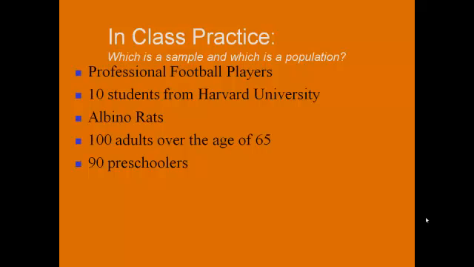Okay. Well, let's see, 10 students from Harvard, 100 adults over the age of 65, 90 preschoolers. These, you could say, are samples. Okay? 10 students from Harvard University, maybe your population is all students at Harvard University, and your sample might be just 10 students from there. 100 adults over the age of 65. There are a whole lot of adults over the age of 65, but maybe you want to do a study and you take a sample of 100 of them.